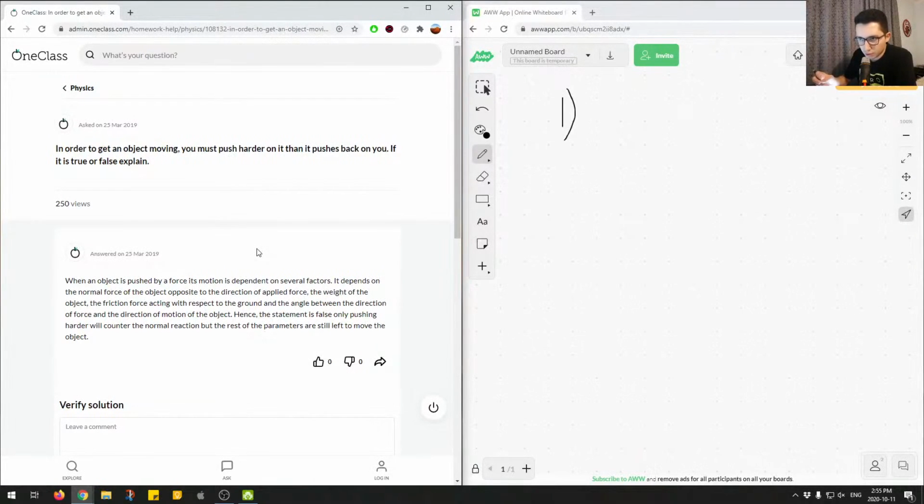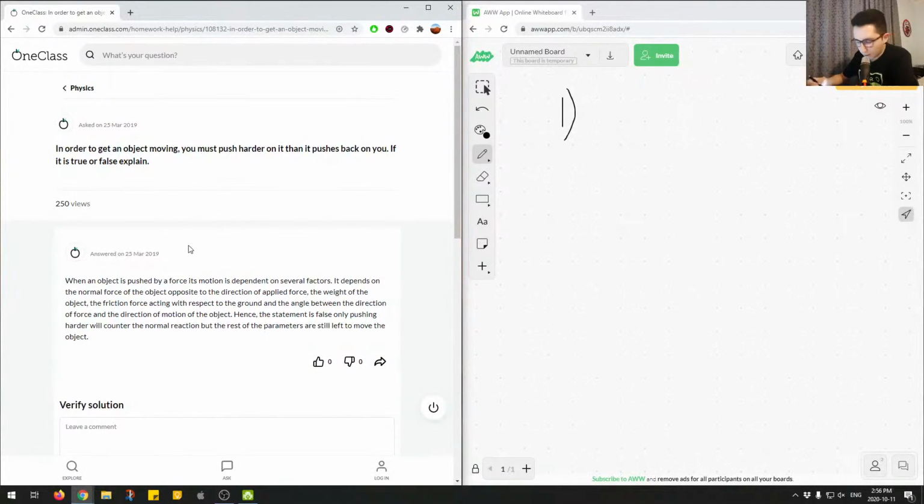So the junior tutor explains, when an object is pushed by a force, its motion is dependent on several factors. It depends on the normal force of the object opposite to the direction of the applied force, the weight of the object, the friction force acting on it with respect to the ground, the angle between the direction of the force and the direction of the motion. Hence, the statement is false. Only pushing harder will counter the normal reaction, but the rest of the parameters are still left to move the object. So this is not a complete answer.